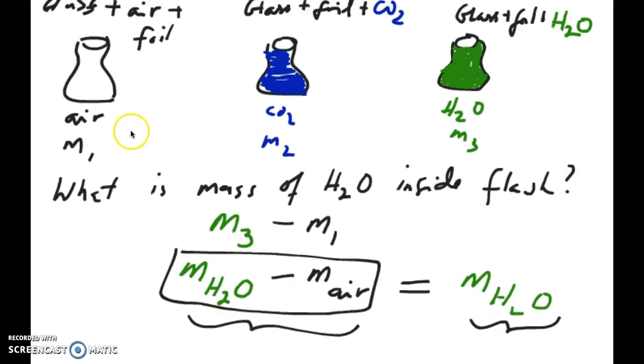If I go back to this picture, if I want to know what my CO2 is, first off, I have to take out the air from this flask. So I have a number that is smaller than M1, and that I can call the mass of the real empty flask, which only would be the mass of the glass and the foil. And then I would take M2 minus that number, and that should equal the mass of the CO2.